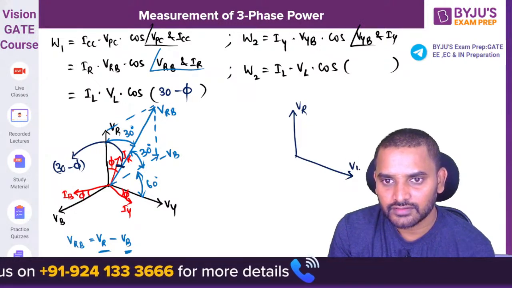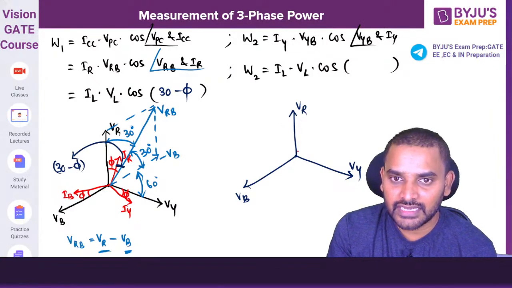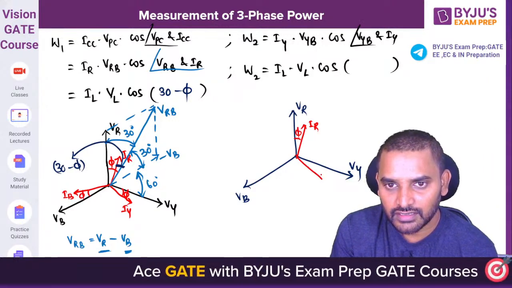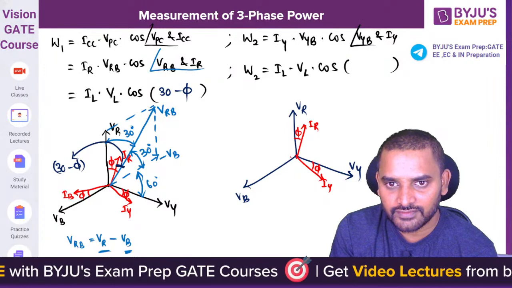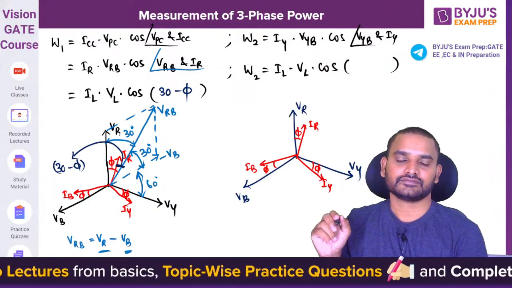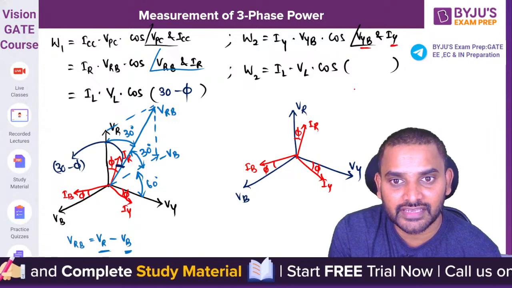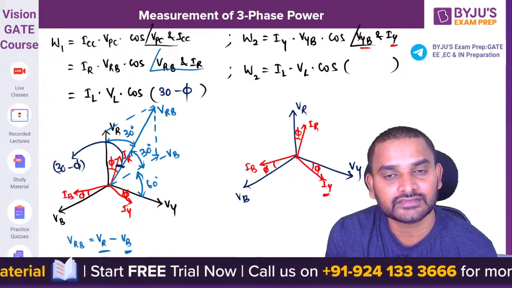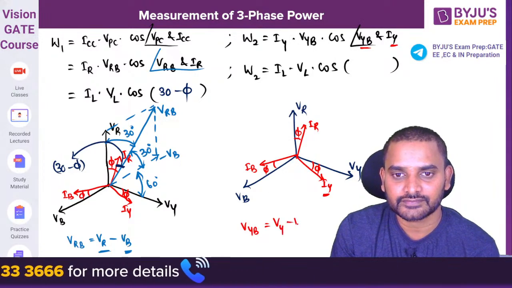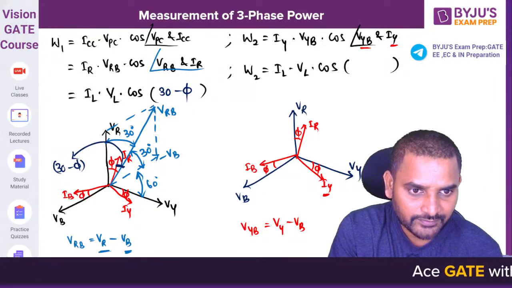VR, VY, VB, and the currents are going to be lagging with respect to each and every phase voltage: IR, IY, and IB. Here is the φ. Now, what we need is the angle between VYB and IY. IY is here. What is VYB? VYB can be taken as VY minus VB. VY is there, minus VB is not there, so let us project minus VB.